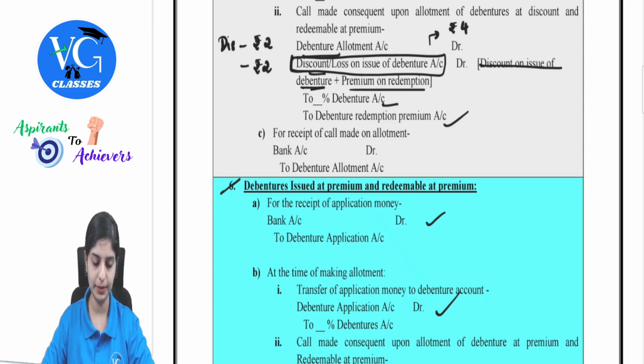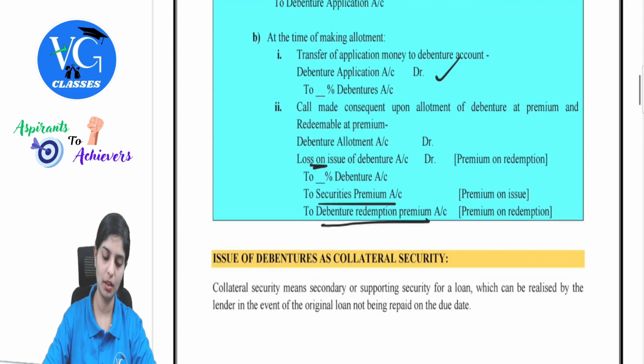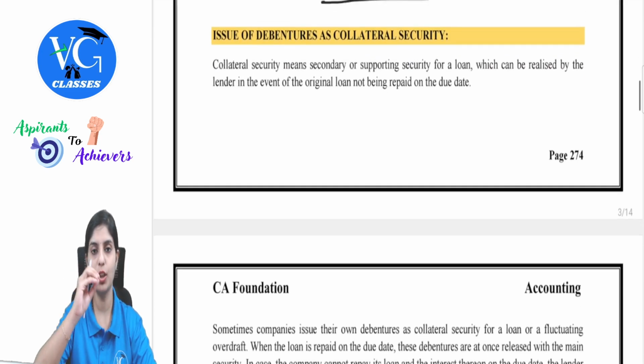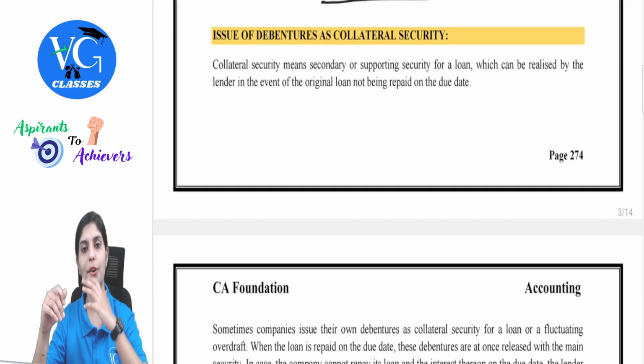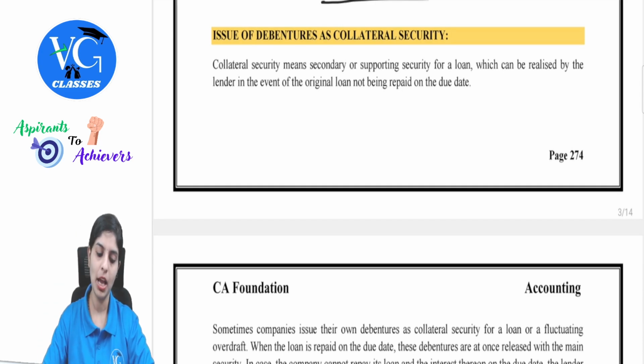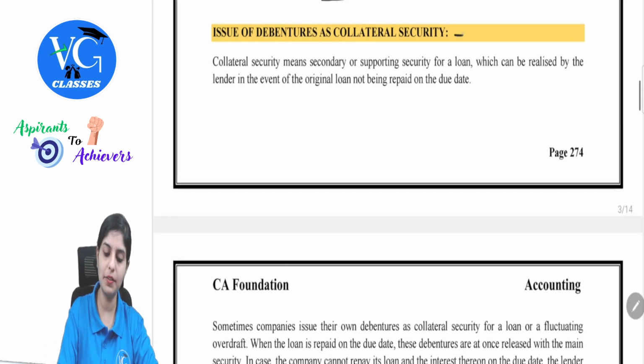Clear? Further, that was of normal issue and in installments where we saw application, allotment and other things coming up. Issue of debentures as collateral security. Now, what does this collateral security mean? In simple words, this is nothing but equivalent to a secondary security.